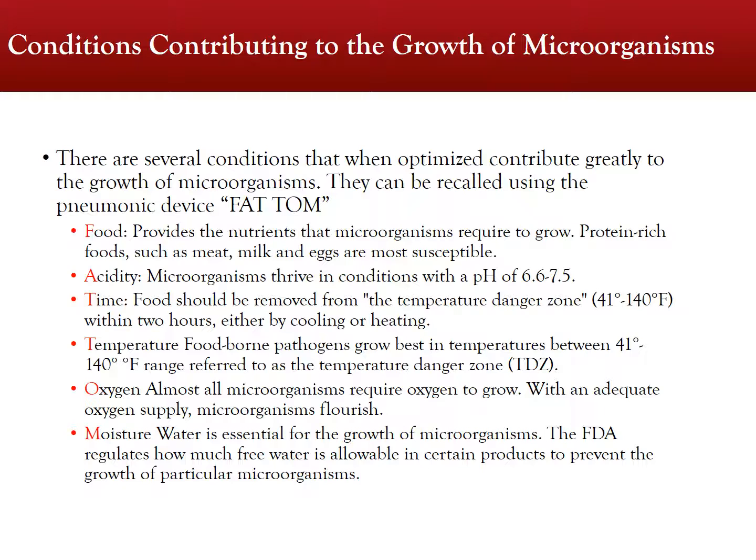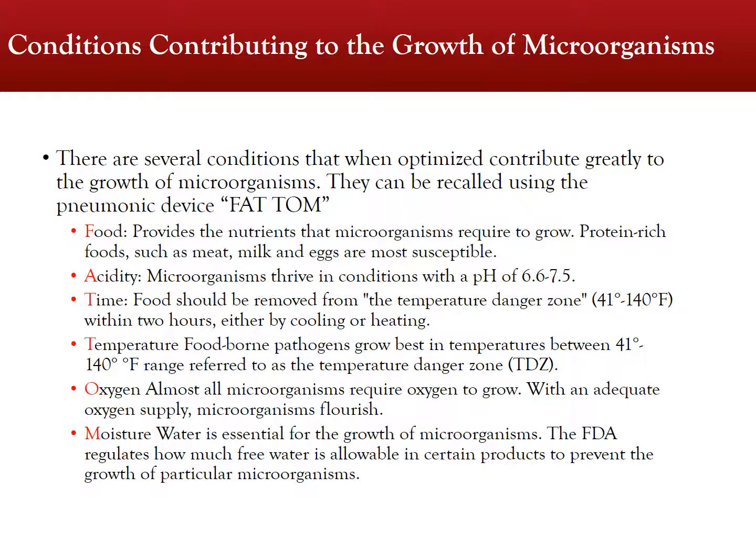Microorganisms can grow readily under certain conditions that can be summed up using the mnemonic device Fat Tom. First is food, referring to the nutrients the food product itself can provide to a microorganism. Protein-rich foods, such as meat or milk, have a lot of nutrients that can nourish growing microorganisms. Next is acidity. Microorganisms thrive in conditions between 6.6 and 7.5 pH. Accordingly, foods within this pH are particularly susceptible to microorganism growth.